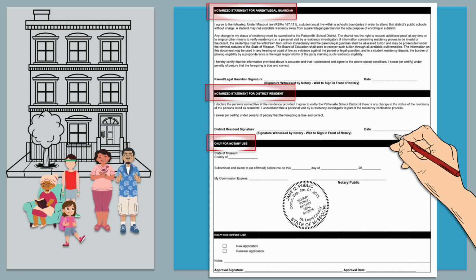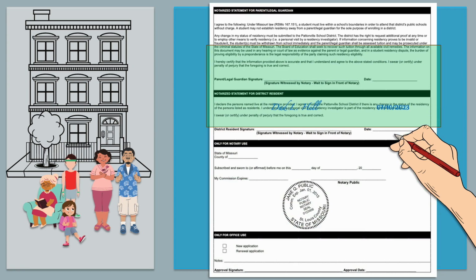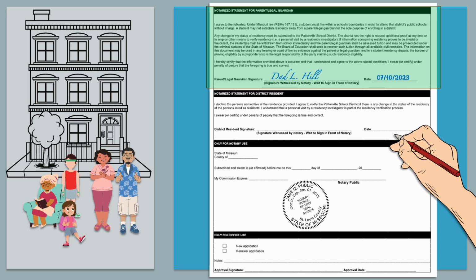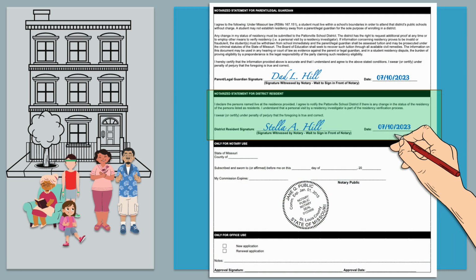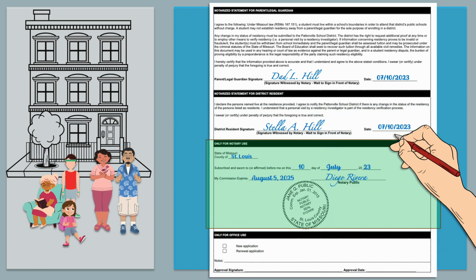On the second page, refer to the information in the black bars at the top of the first 3 sections. This page must be completed with a notary. The first section is for the signature of the parent or legal guardian. The second section is for the signature of the district resident, Grandma Stella. The third section is only for the notary to fill out. And the last section is only for the Pattonville Student Services office to fill out.